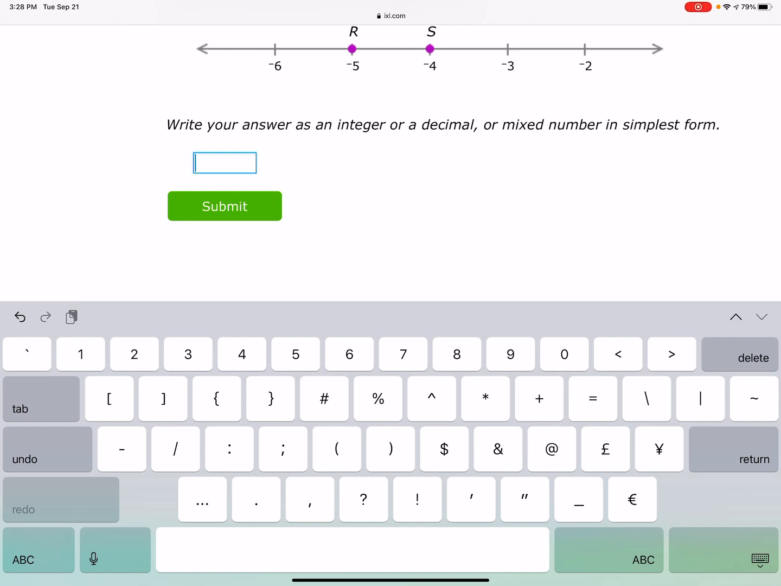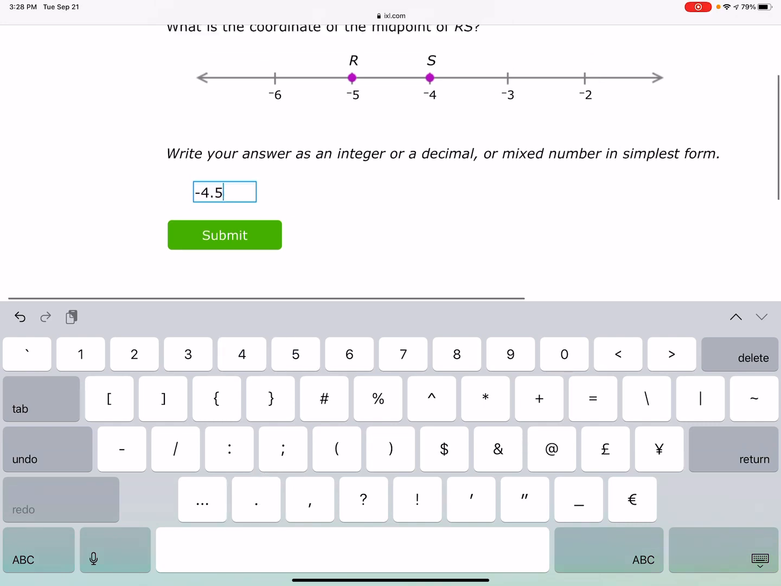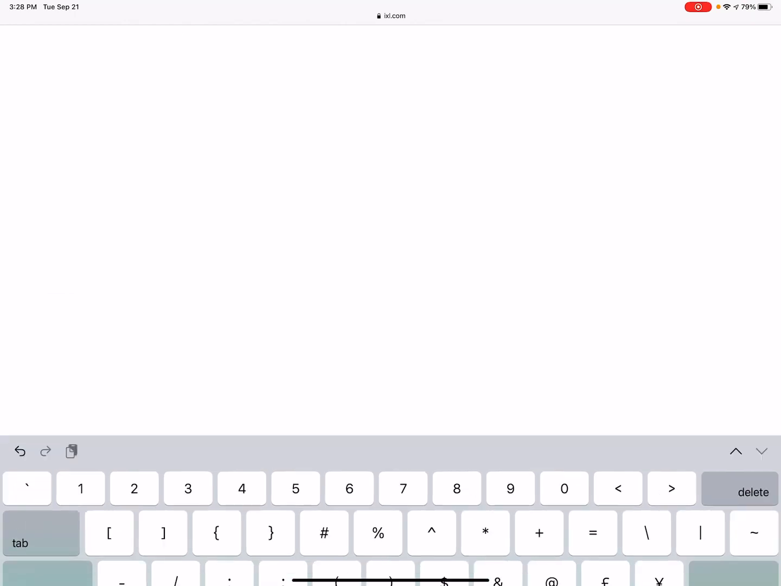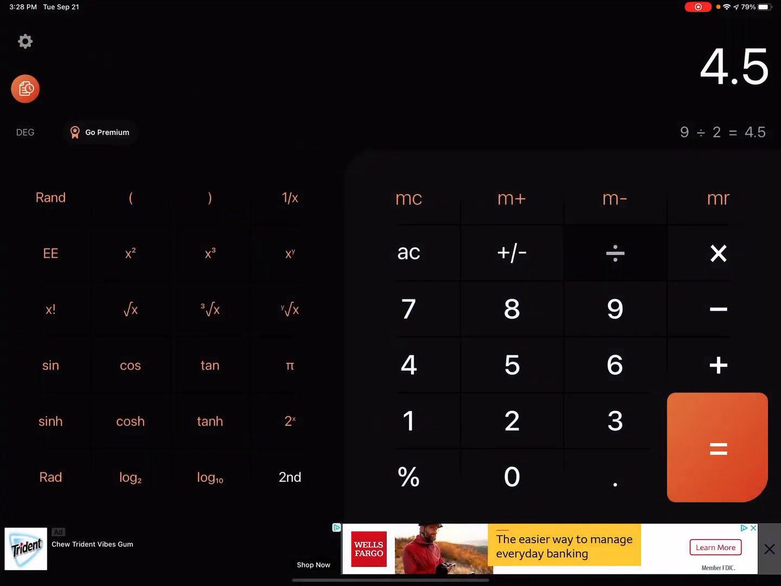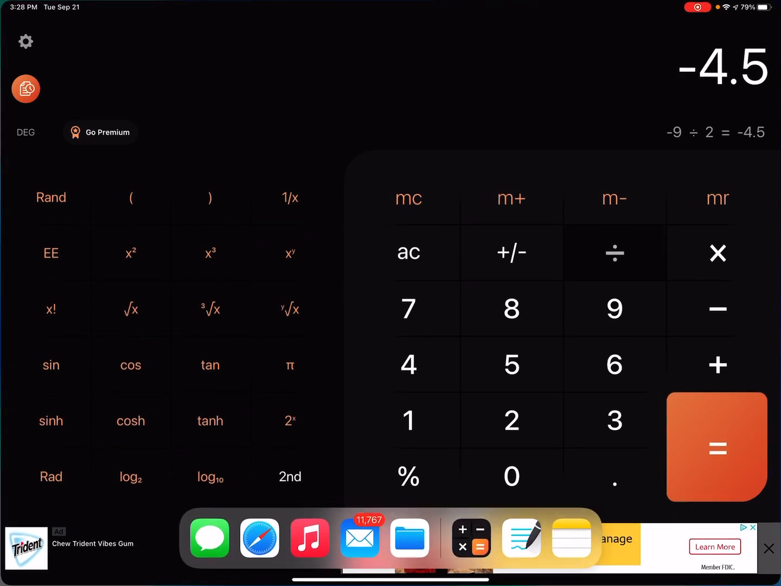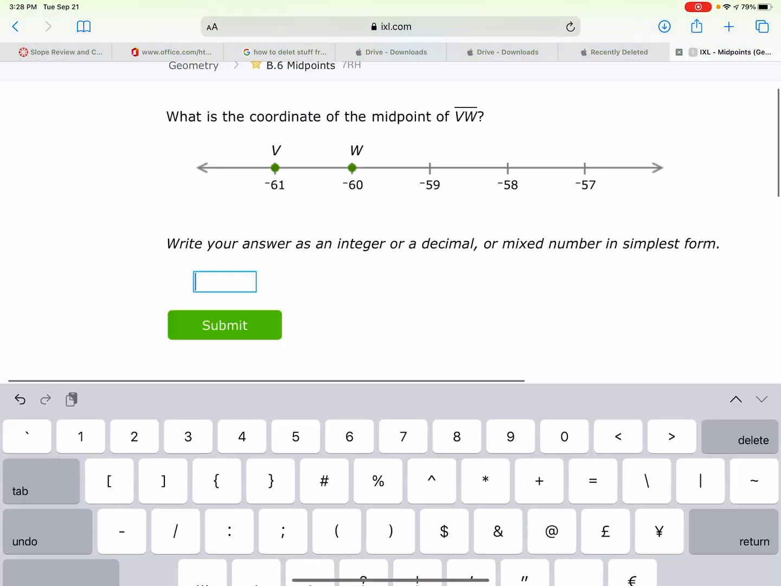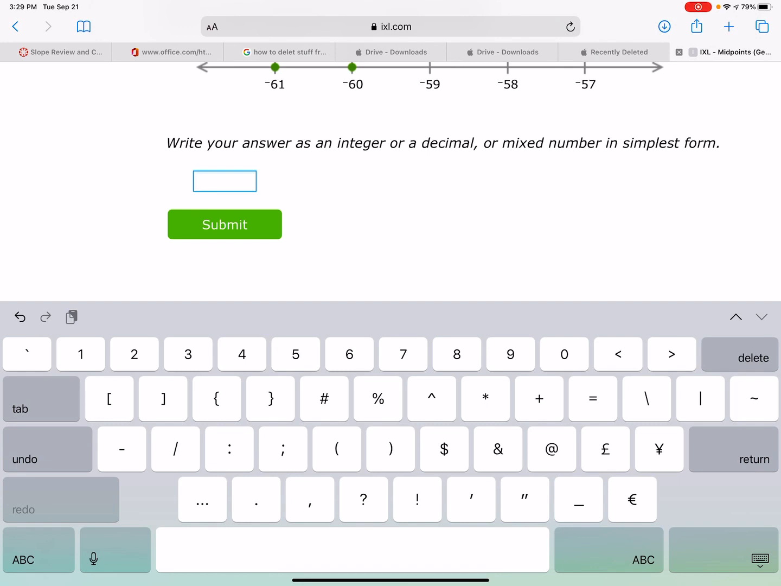So that would be negative 4.5. Again, how did I get that answer? I added the 2 and divided by 2. Negative 5 plus negative 4 equals negative 9. Divide by 2, negative 4.5. Add the 2, divide by 2. Okay, that would be negative 60.5.